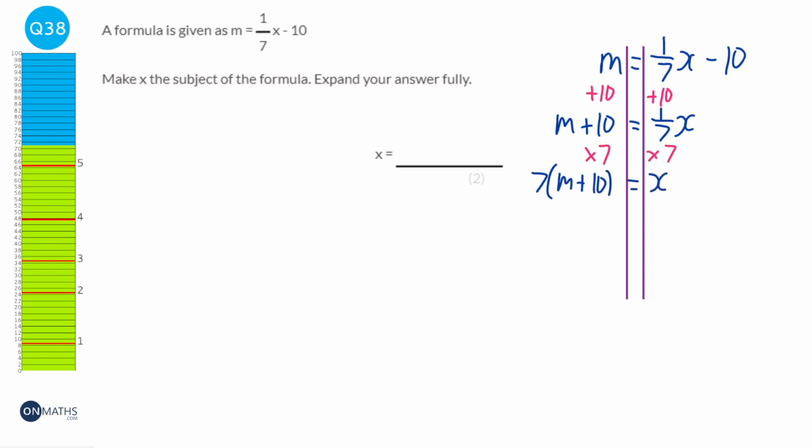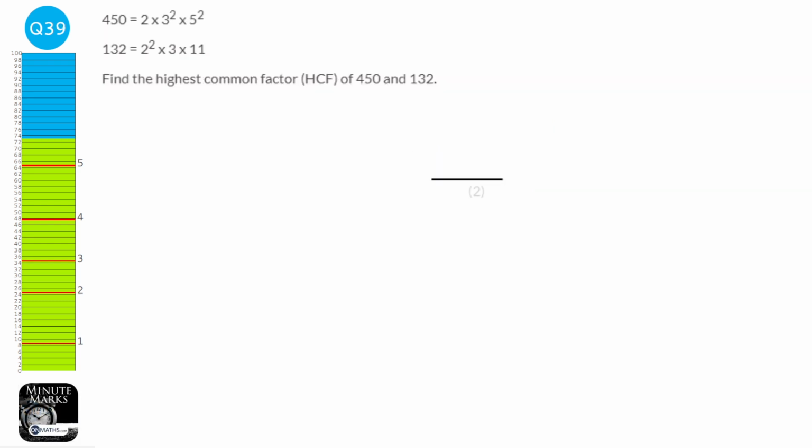So x therefore would equal 7 brackets m plus 10, but it says expand your answer fully, so we're just going to expand the brackets. 7m plus 70. This looks like a really tricky question, and it is a little bit tricky, but it's a little bit easier than maybe it looks.